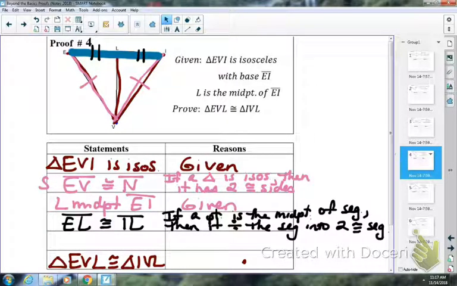Okay, so again, I'm going to put an S in the margin to indicate the fact that I have another pair of sides congruent. So at this point, I've used both of the given information. I still need something else, but hopefully you notice these triangles butt up against each other. They have a shared side.